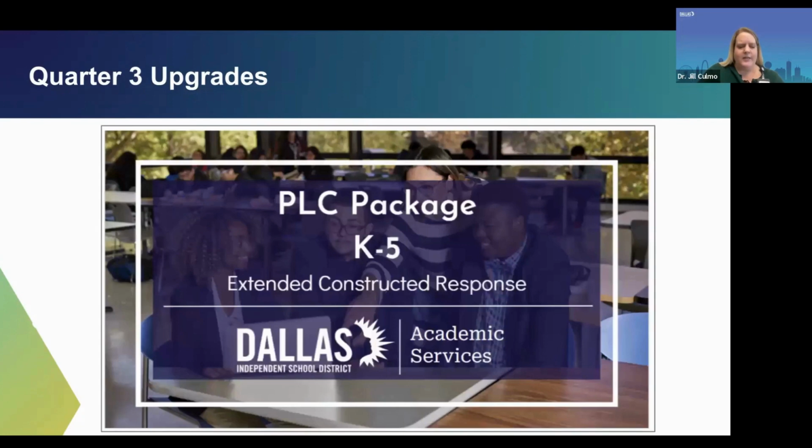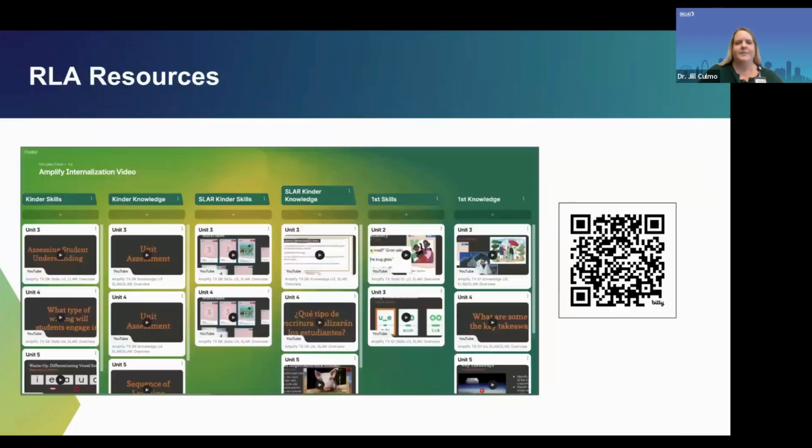One final upgrade is our PLC packages. Some of you may have already completed the PLC package that addresses extended constructed response. These PLC packages provide clarification and support for the expectations of ECR and how these essays are to be scored. Be on the lookout for additional PLC packages that will support you with writing instruction. The next PLC package that comes out in the new year will include a separate K-2 PLC package on writing.